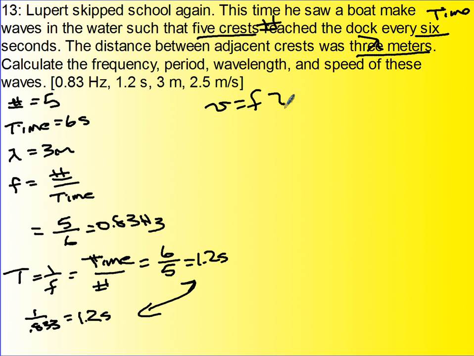Velocity is f lambda. So the frequency was 0.833 hertz times the wavelength, which is 3 meters. Now, if you've left these numbers in your calculator exactly, you get 2.5 meters per second.